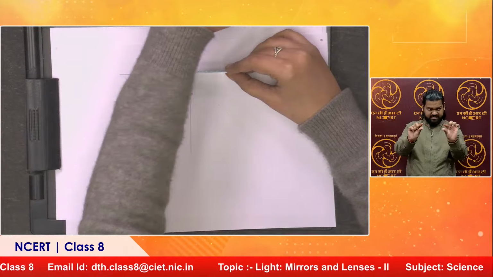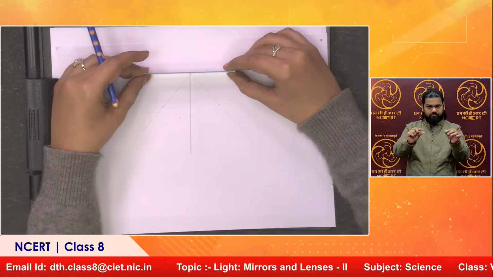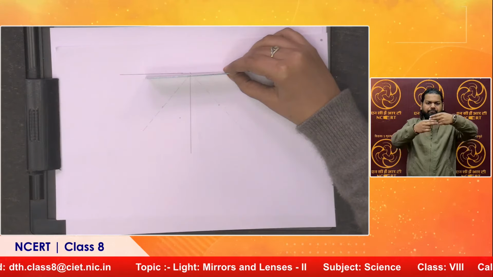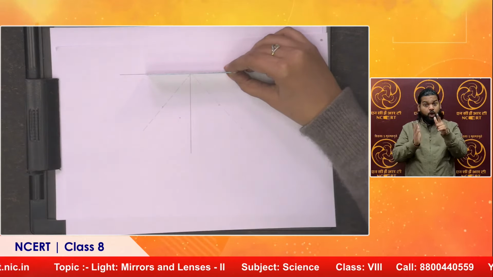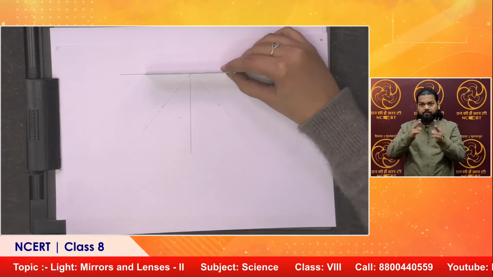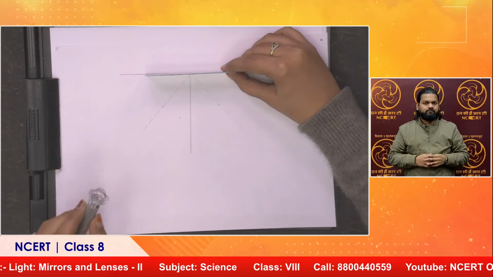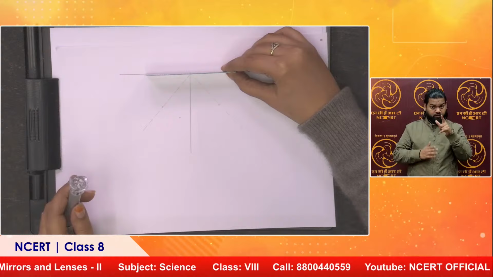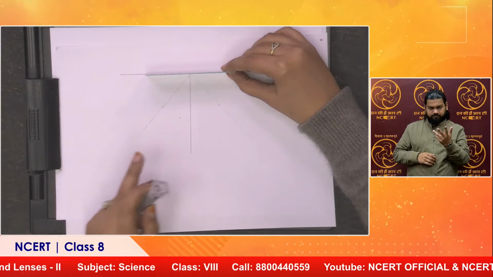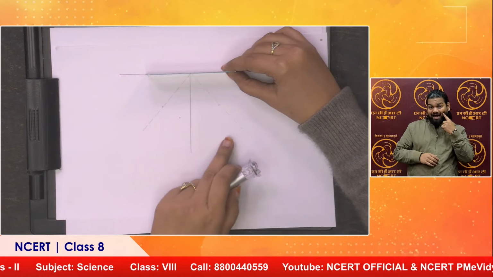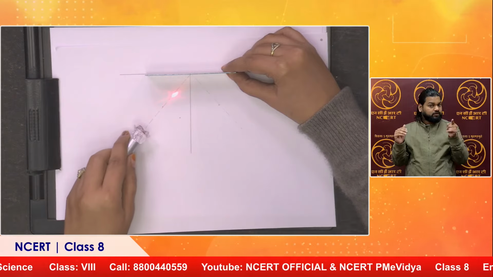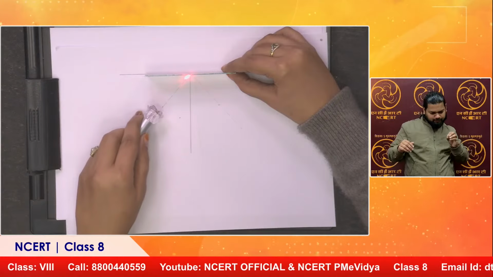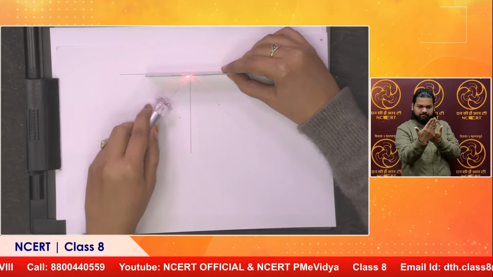It is not getting supported, so I will hold it in my hand only. This is the experimental setup where we verify the law of reflection. Now, what do we do next? What we have seen in the law is that the angle of incidence is equal to the angle of reflection. So we send the light onto the plane mirror at some angle.